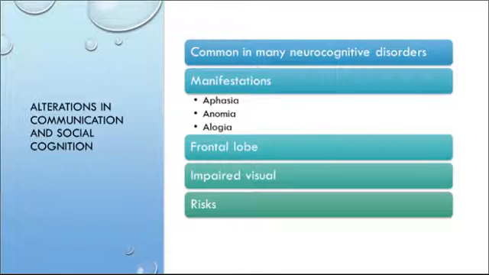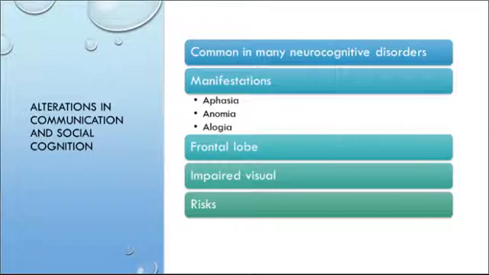Anomia is a type of aphasia in which a person can't recall names of everyday objects. Alogia is lack of speech or impoverished speech. Our frontal lobe, right brain dysfunction affects our spatial awareness. Impaired visual processing can disrupt the ability to read and respond to nonverbal cues. There's a risk for health problems, social isolation, victimization, and depression and anxiety.